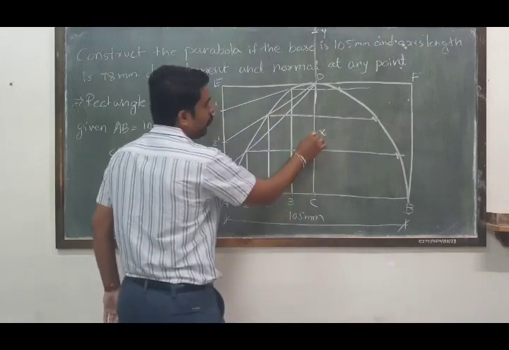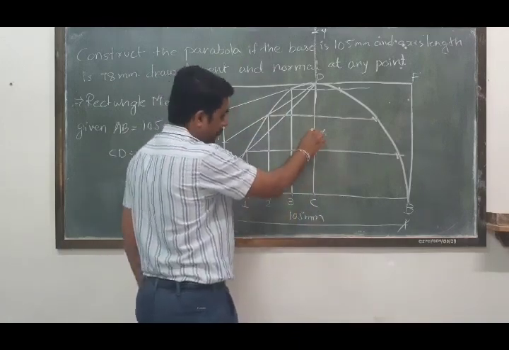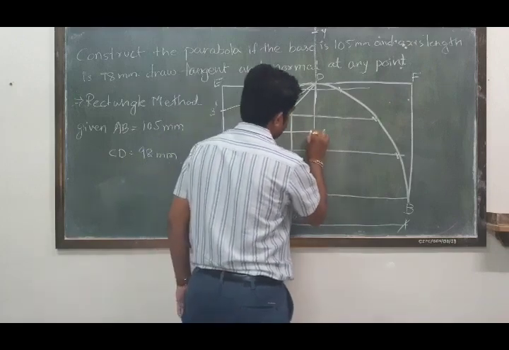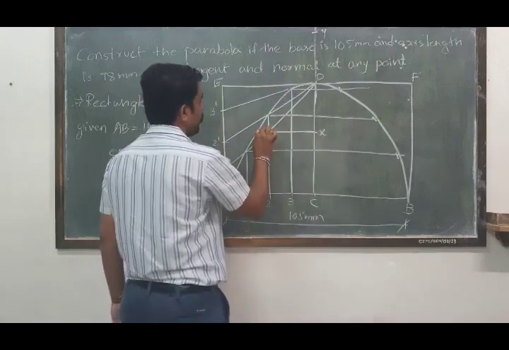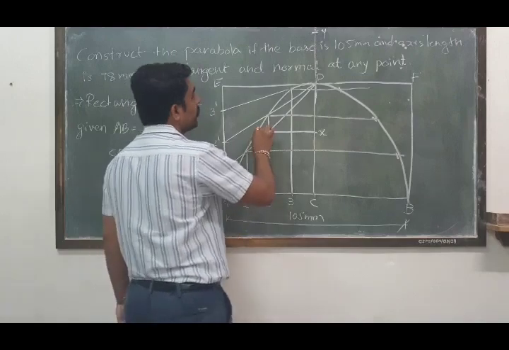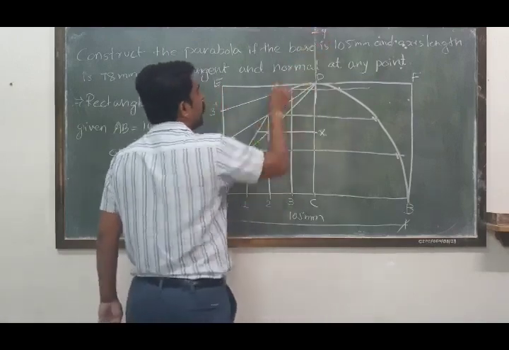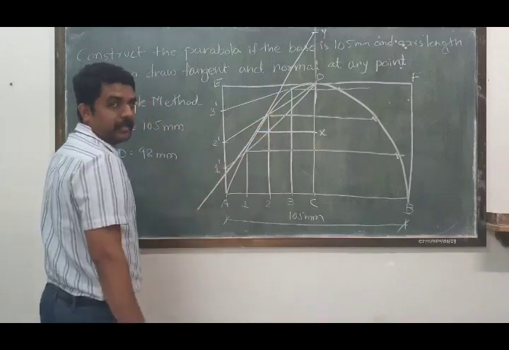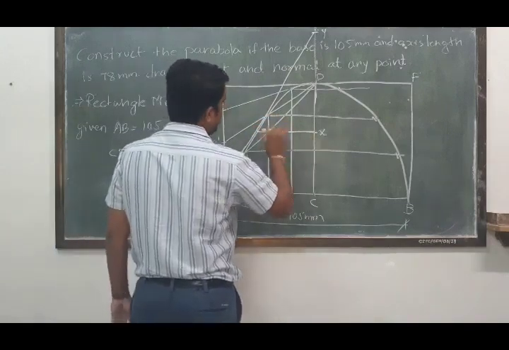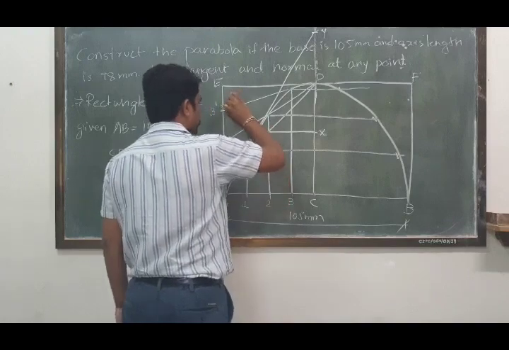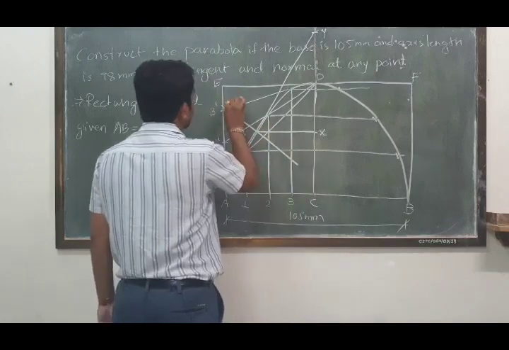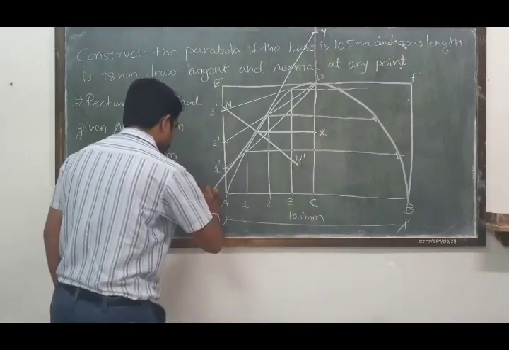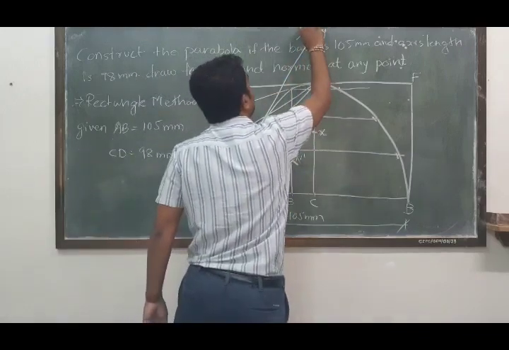Now draw a horizontal line from X parallel to AB, you will get a point on curve. Now join these 2 points, Y and this point which you have got on that curve. So you will get tangent, and at the same point draw a line perpendicular to it, you will get a normal. So this is N dash, this is T dash.